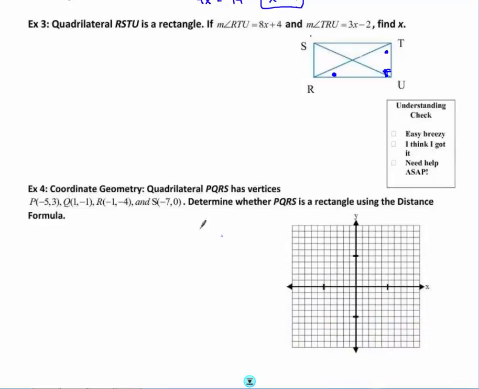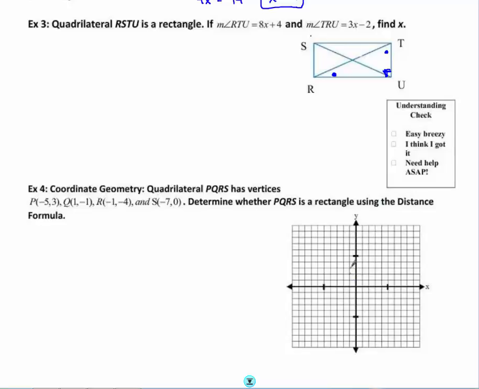And now we'll move on to example 4. Spoiler alert, you should have paused it, worked example 3, then unpaused it, and come back to this one. But anyways, here we are, example 4. It gives us the points for our quadrilateral. And now it says determine whether PQRS is a rectangle using the distance formula.